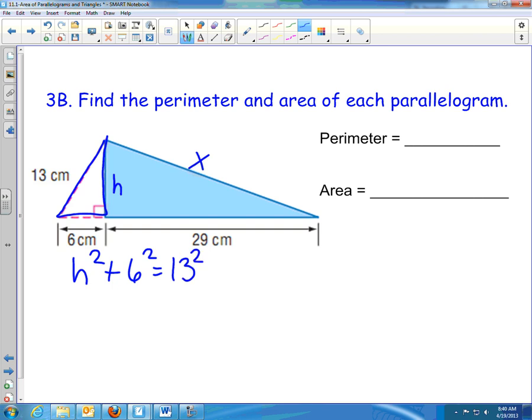Okay, and once you find the height, you're going to plug that back in there. And now you're going to do Pythagorean theorem again to find your perimeter and your area.